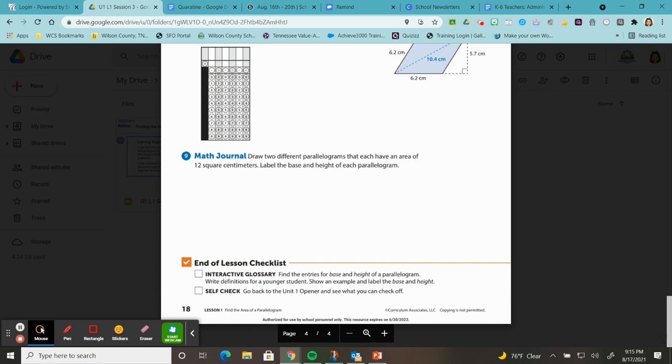So you want to think of different ways to get to 12. So you're multiplying 2 numbers together in order to get to 12. So think of all of your factors of 12. 1 times 12, 2 times 6. Those are examples there. So you're going to draw 2 parallelograms, each with a different base and a different height. But both of them will have an area of 12 square centimeters.